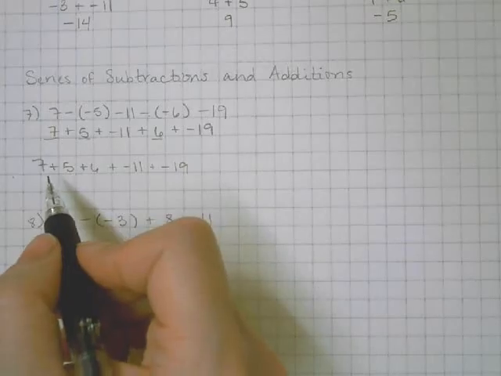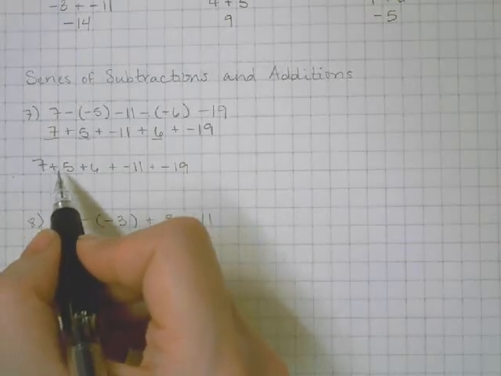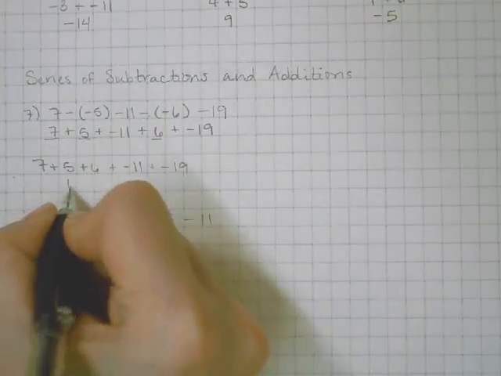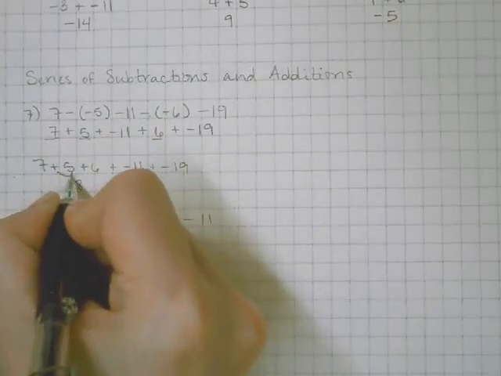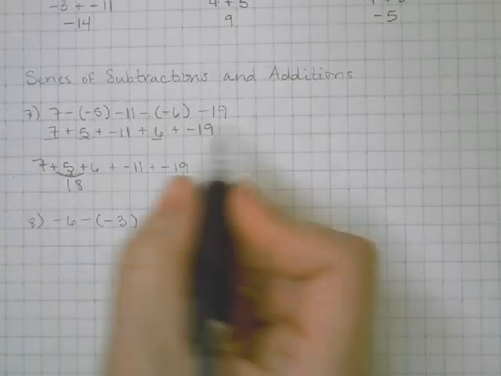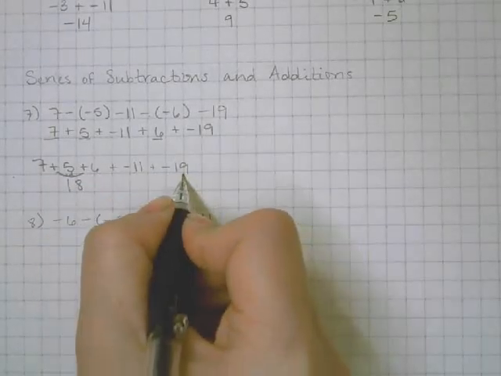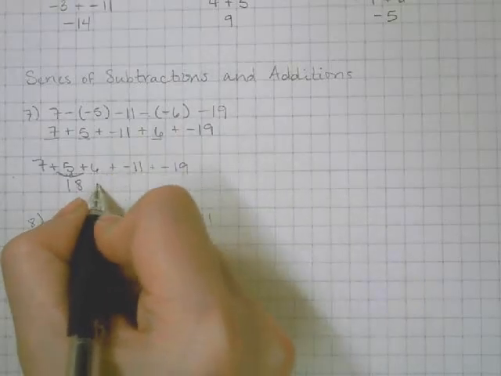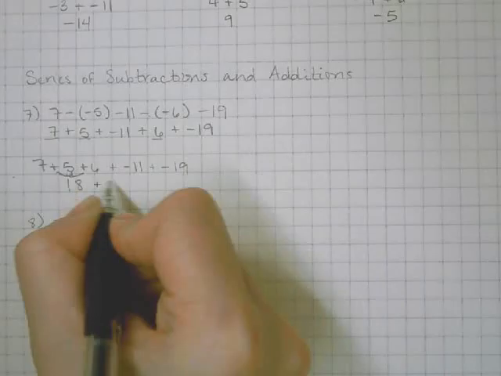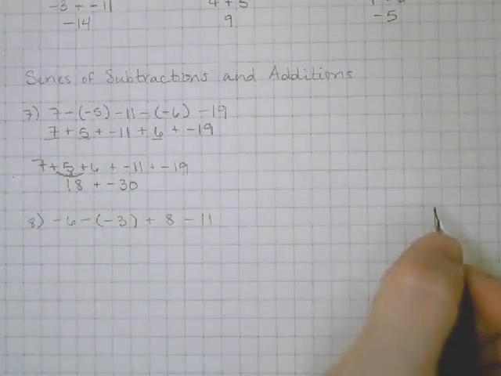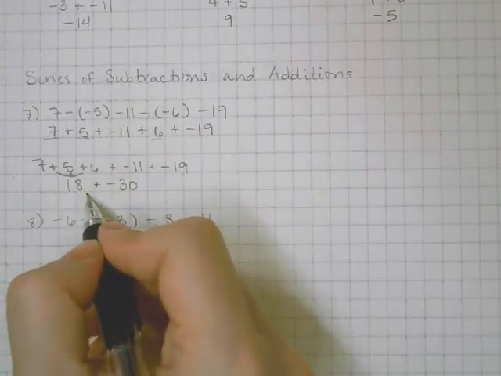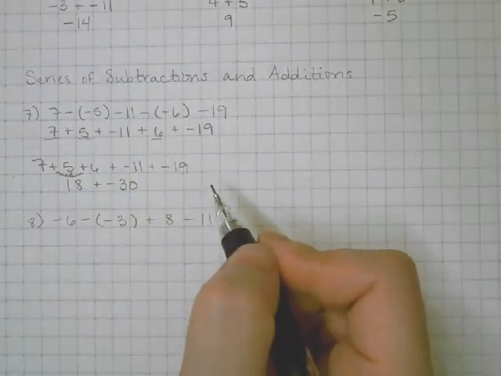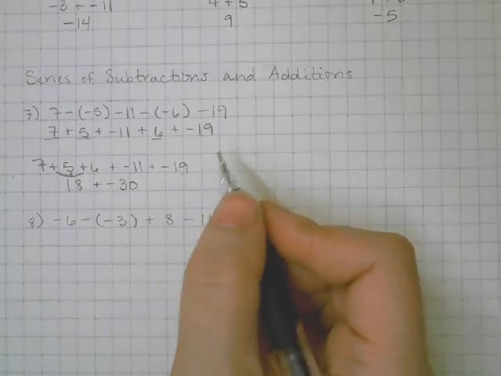So, pardon me. 7 plus 5 is 12, plus another 6 is 18. So all those put together is 18. And then negative 11 plus negative 19. 11 plus 19 is 30, so this is going to be plus negative 30. And then I just need to do 18 plus negative 30. The difference between 30 and 18, 30 minus 18 is 12.